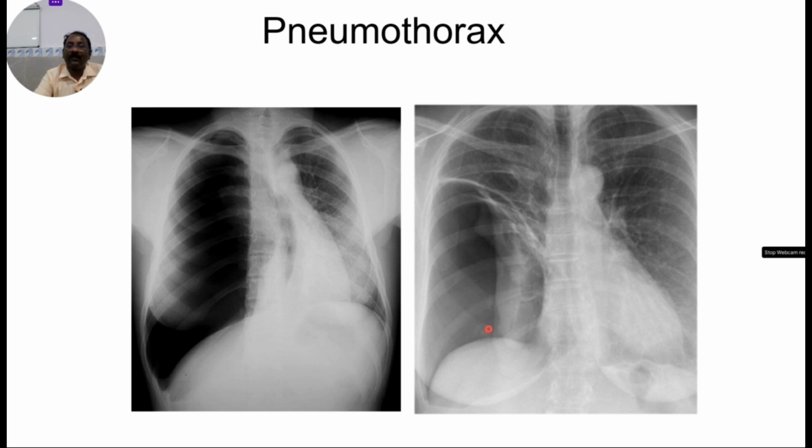See here, where is the pneumothorax? Here you are able to see the lung markings, all these areas. Where you are not able to see the markings is this area. See the beautiful marking here. So this is the pleura. So this area is the pneumothorax area. Okay.